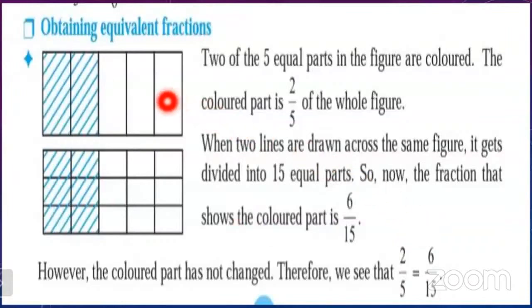Okay. Look at here. Finally, the color portion of both figures is how? It is the same. It has not changed, isn't it? So that is why this rectangle represents 6 upon 15 and this rectangle represents 2 upon 5. Both have the same value, that 2 upon 5 is equal to 6 upon 15. So that is why this is an example of equivalent fraction.